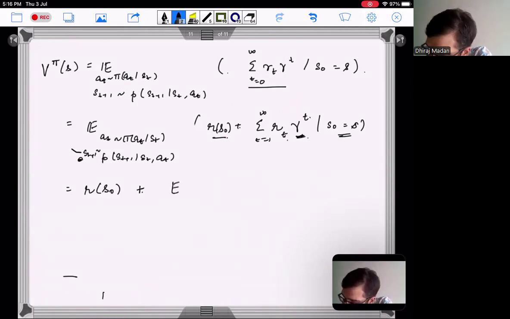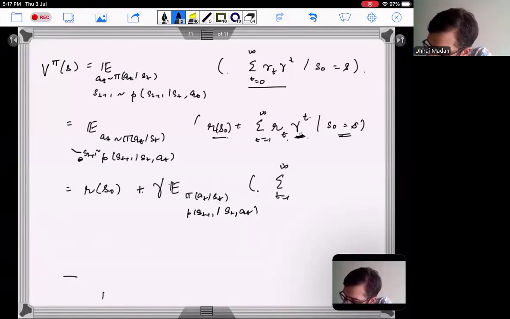So this is expectation, and as before, over both the choices of actions and the choices of next state. So what I do is that I take out this gamma outside, and what I'm left with is now R_t gamma to the power t minus 1 given S naught equals S.